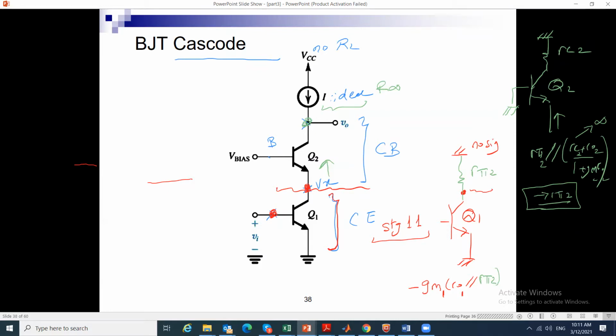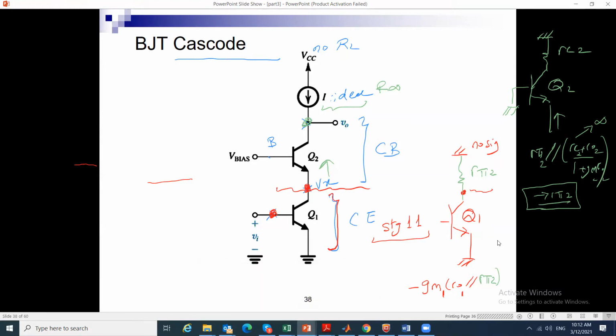In a similar fashion, we can derive stage 2. It has a resistor which is infinity connected to the collector, and we can find the gain for the second stage. But at least, does anybody have any question about stage number 1?